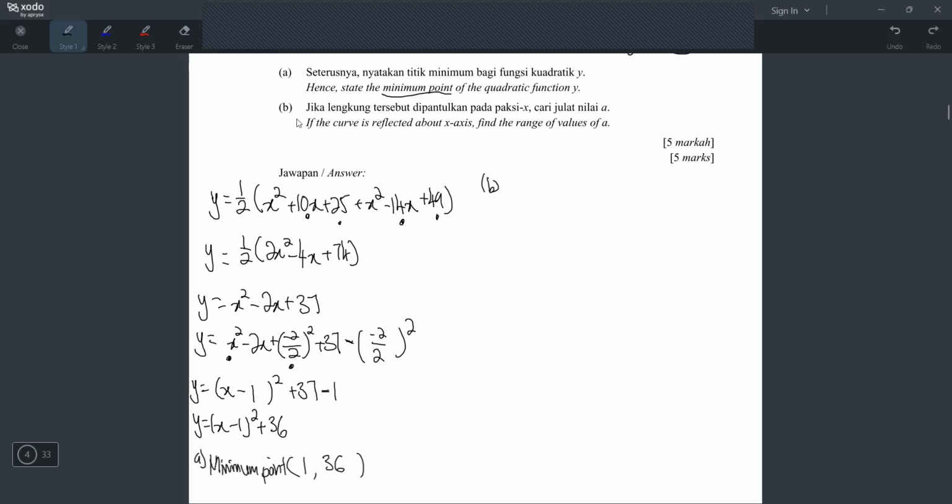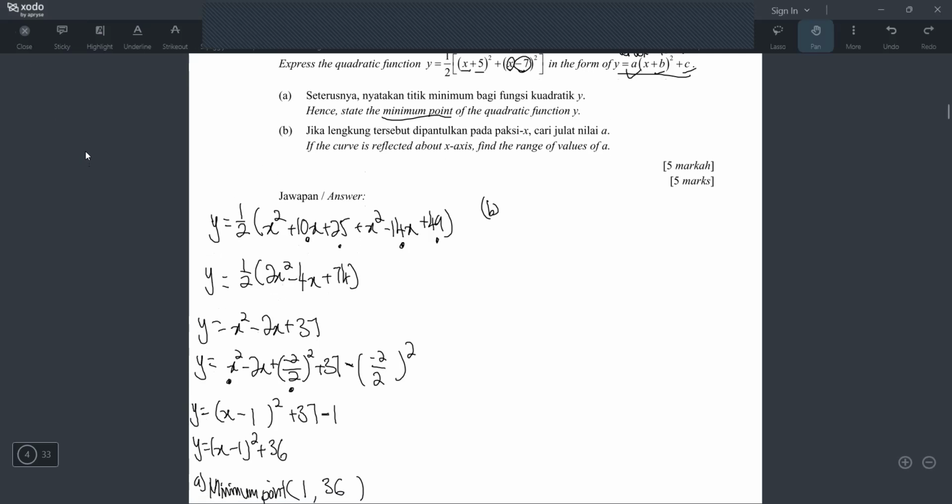Now it's time to do B. If the curve is reflected about the x-axis, find the range of values of a. Okay, actually, I think there's something wrong with this question, right? Let me tell you why. When we reflect the curve about the x-axis, it doesn't matter whether it's this case or this case, right? Because your curve might have two roots, which means two x-intercepts, or it might have one root, or it might have no roots.